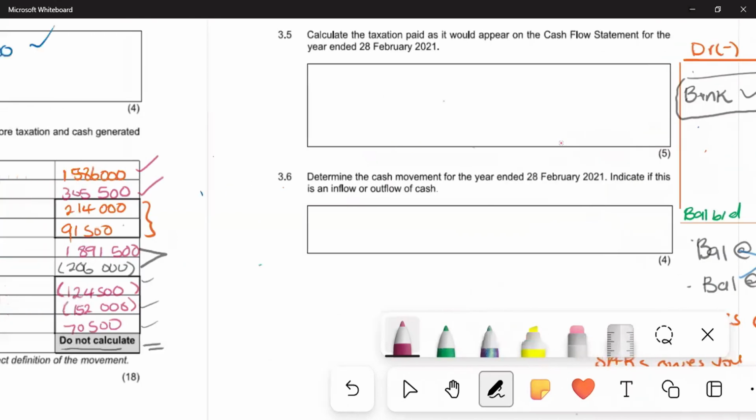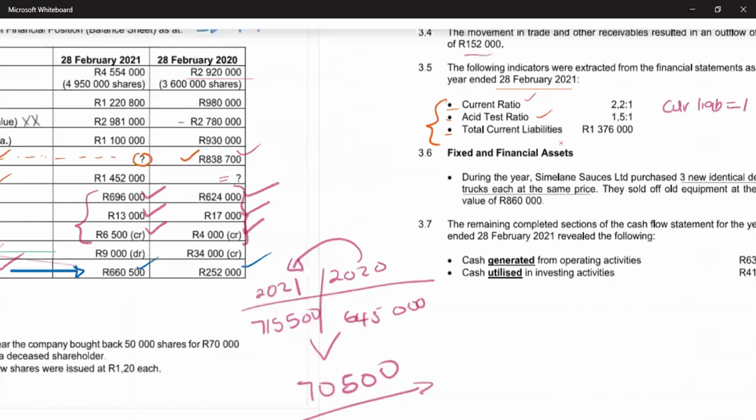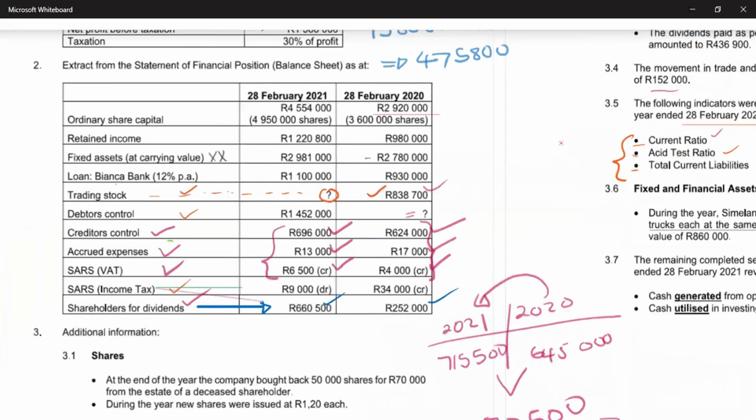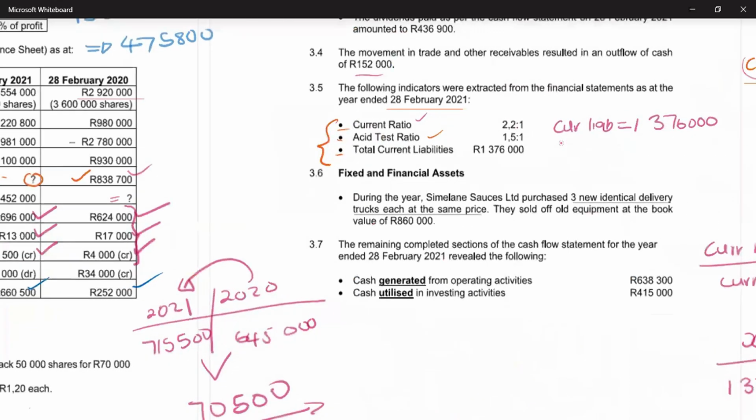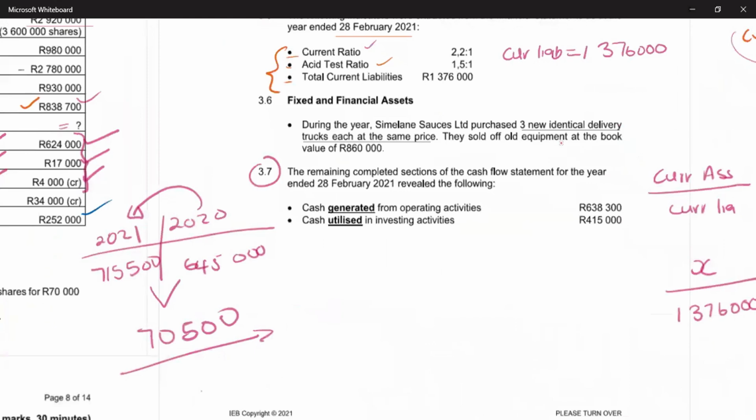Now, let's see if you're given the information relating to cash and cash equivalents here. So on this table, I don't see any information relating to cash and cash equivalents. Now let me go and see in my additional information. 3.7, the remaining completed sections of the cash flow statement of the year. So we have cash generated from operating activities, right? So this is the first part of your cash flow statement. This is the balance that they got. Cash utilized from investing. And remember, the last one is cash flow from financing activities.